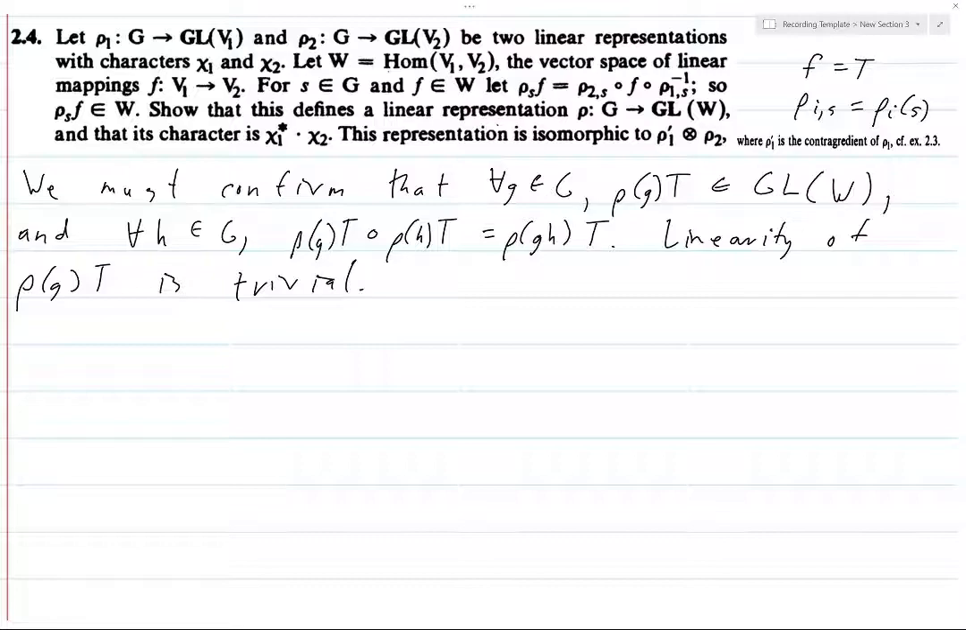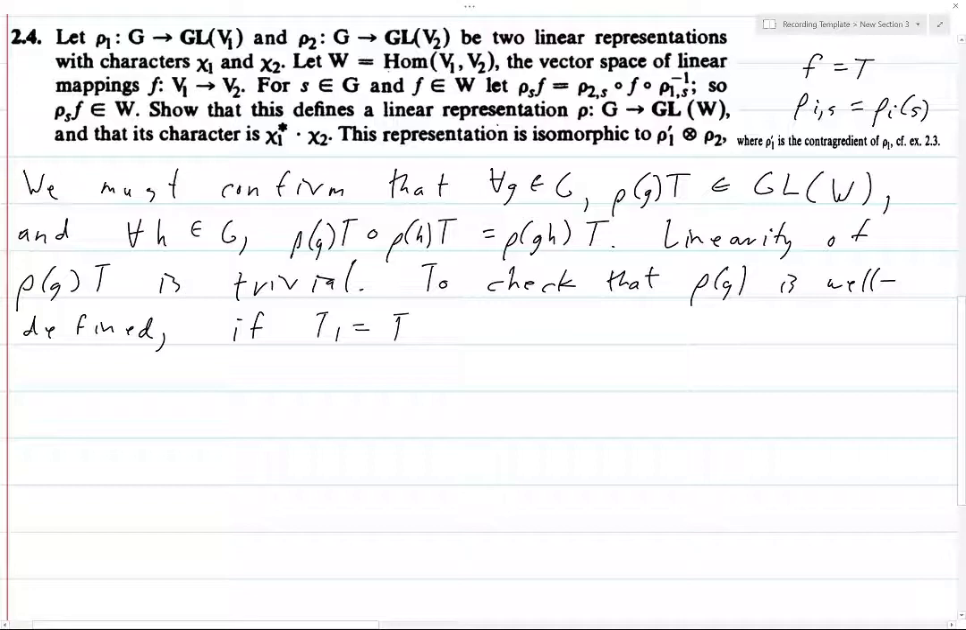We should probably check that rho g is well defined. If T1, let's see here, do we have to do this? Is it not completely obvious that these will be equal?